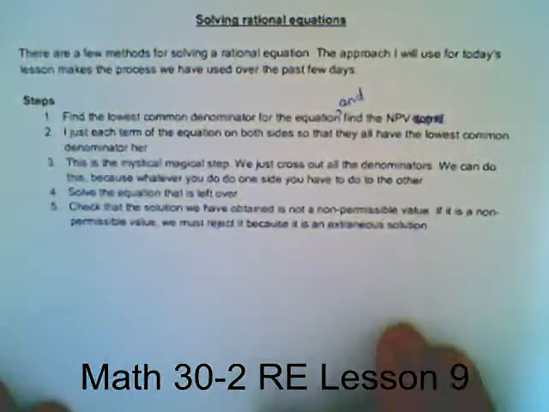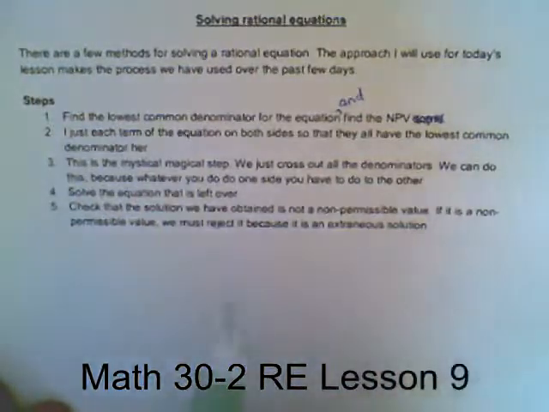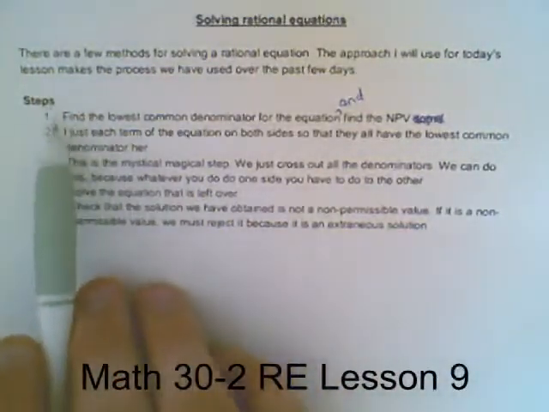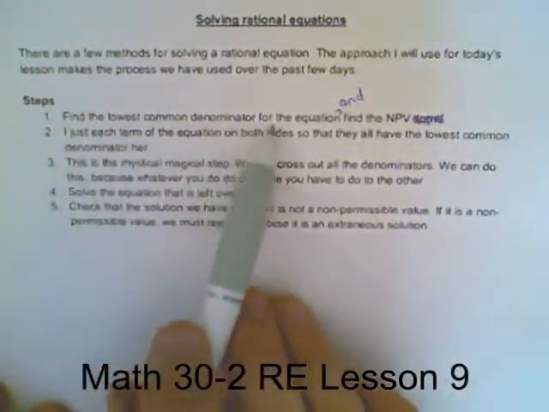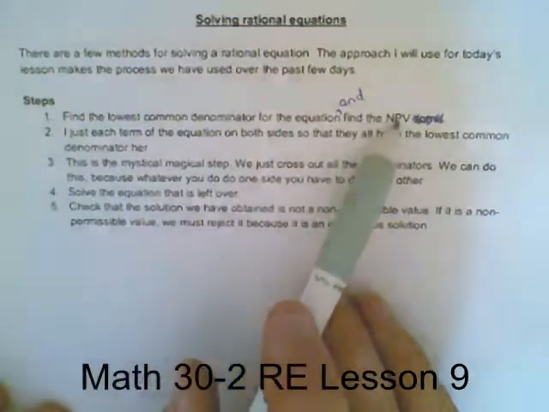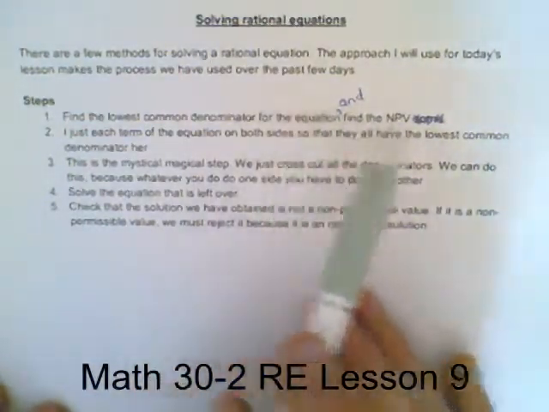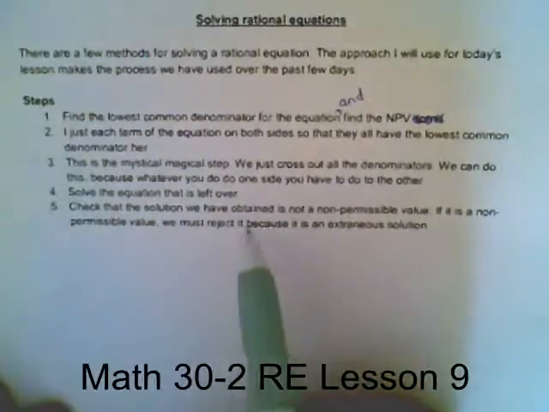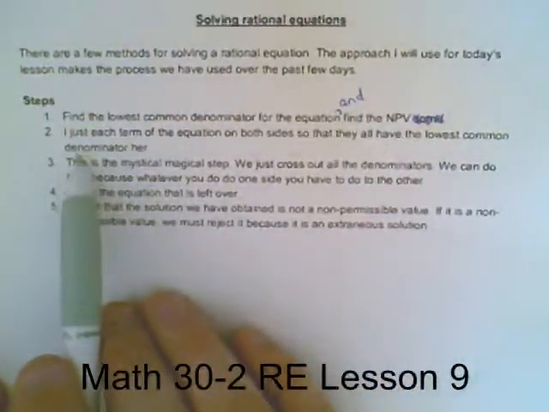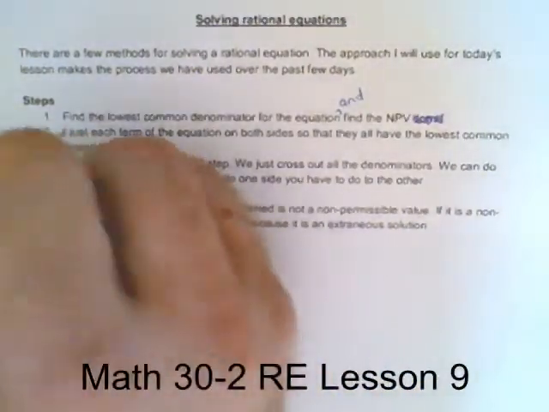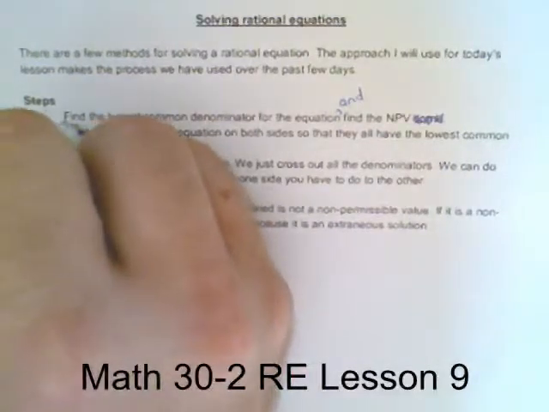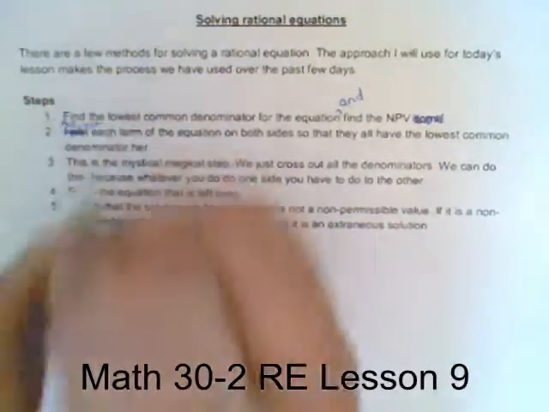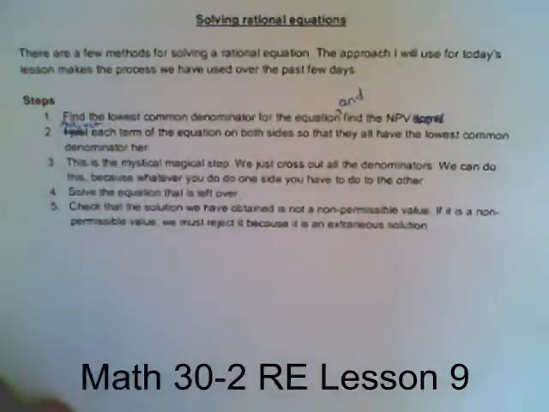So I'll turn that light off. Hopefully that works. So these notes here, step 1: find the lowest common denominator for the equation and the NPVs. There was a little bit of a typo. I dictated to Siri and didn't notice until just now. Step 2: adjust each term of the equation on both sides so that they all have the lowest common denominator.